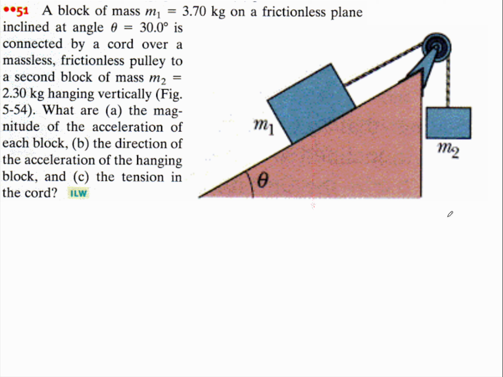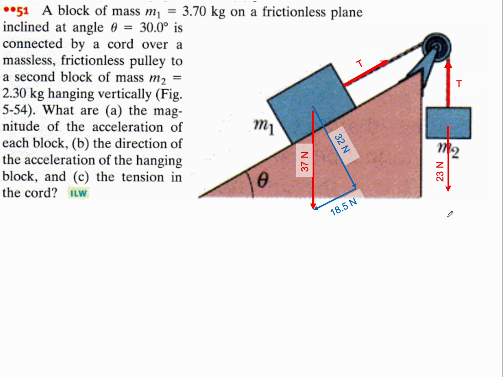So first of all, what are we going to do? We're going to draw force of gravity on both of these. I'm just using 10 for gravity. We're going to break this one into the components that are perpendicular and parallel to the ramp. In addition, we have the tension, both in the rope here and over here. Those two tensions are going to be equal.